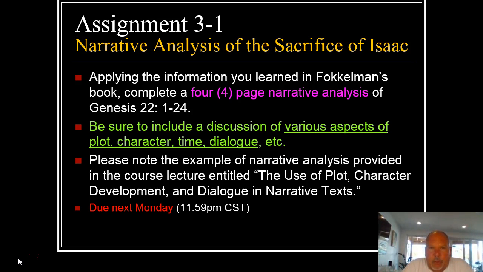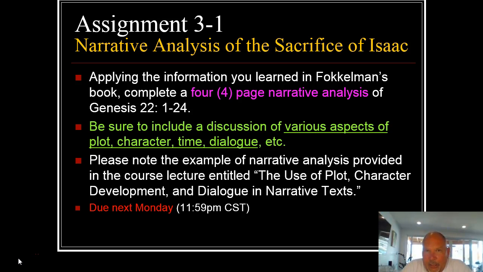So in assignment 3.1, which is a narrative analysis, applying the information you learned in Fokkelman's book, complete a 4-page narrative analysis of Genesis 22:1-24. Now, by a 4-page paper, I'm wanting a really in-depth analysis of that passage. I think the easiest way for you to create the paper is to organize it around attributes of dialogue. So analyze the dialogue, analyze the plot, and then in another section, analyze characters.